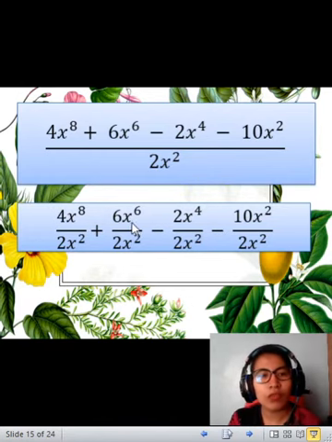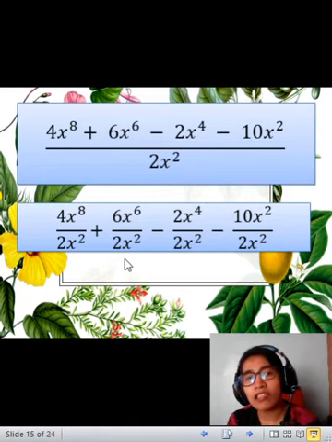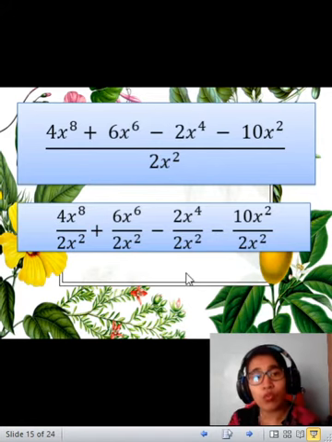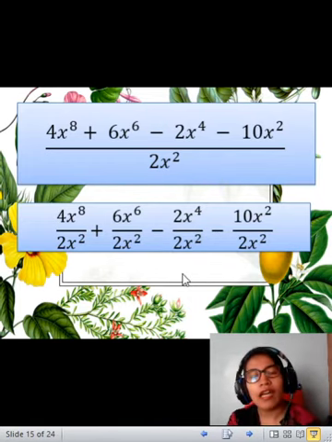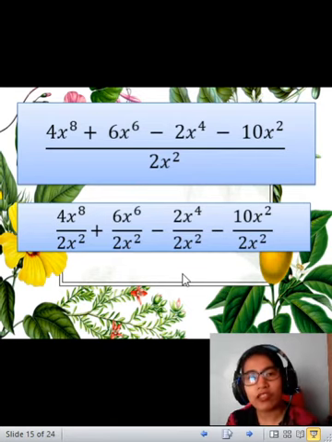Then the next will be 6 divided by 2 will give us 3. Then x to the 6 divided by x squared will give us x to the 4th. So you can have plus 3x to the fourth. Then next we have 2 divided by 2 is 1. You can write the 1 or not. Then just copy our negative sign. X to the fourth divided by x squared will give you x squared.